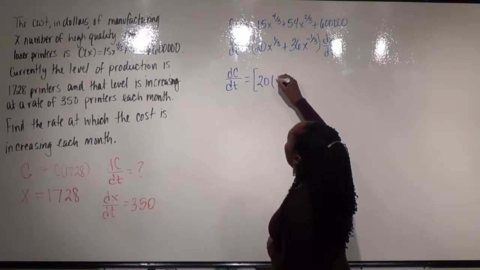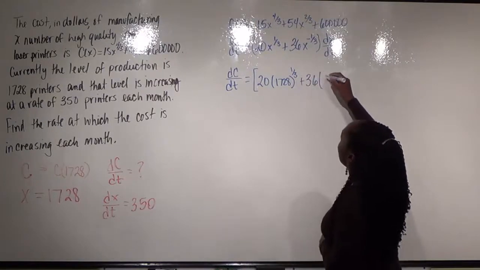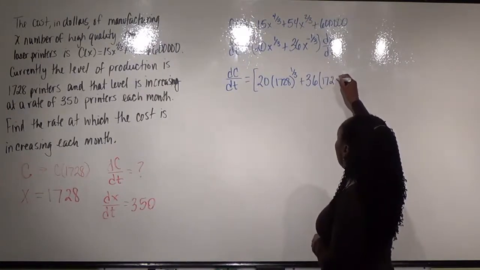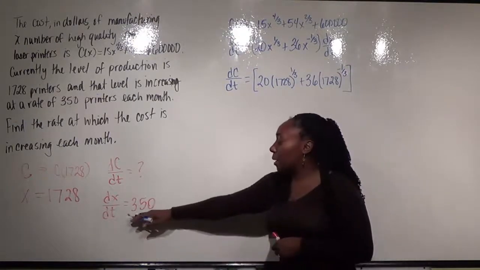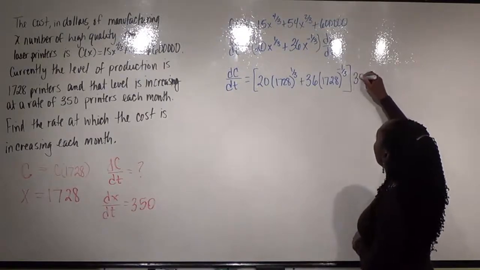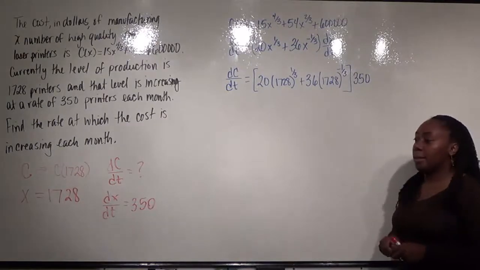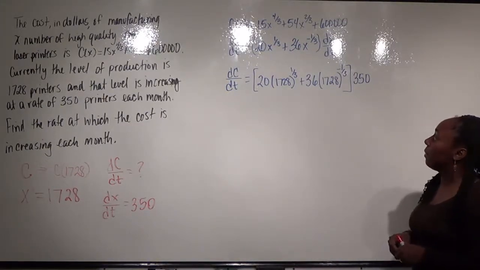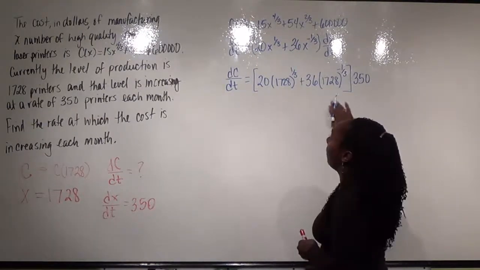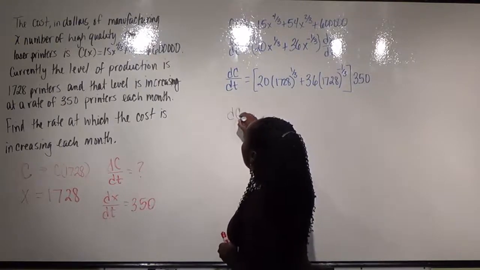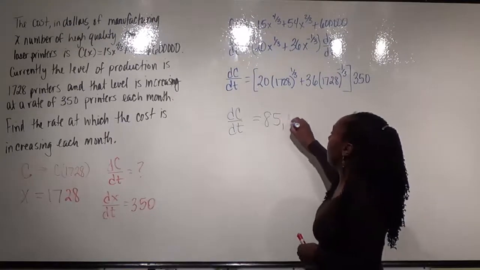20 times, we'll plug in that 1728, plus the 36, again 1728, that's to the negative 1/3. And then that whole thing is going to be multiplied by 350. And nicely, I've looked at this ahead of time. We can go ahead and simplify. So I went ahead and did this ahead of time, and we'll find that dC/dt will turn out to be 85,050.